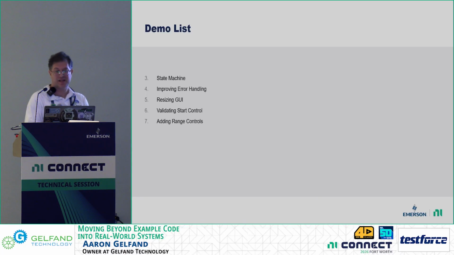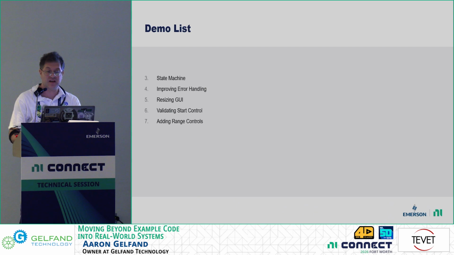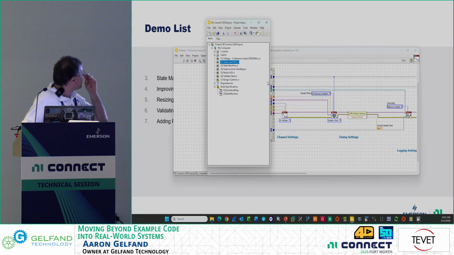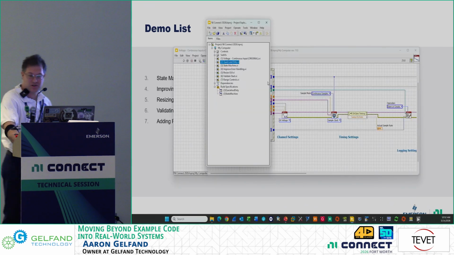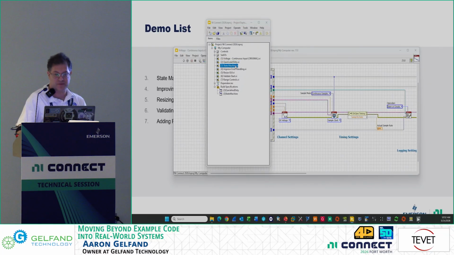So now we're getting into the demos. What we're going to do is take that voltage continuous input, and we've already done our quick and dirty. Let's start a couple of things. First, we're going to turn it into a state machine.